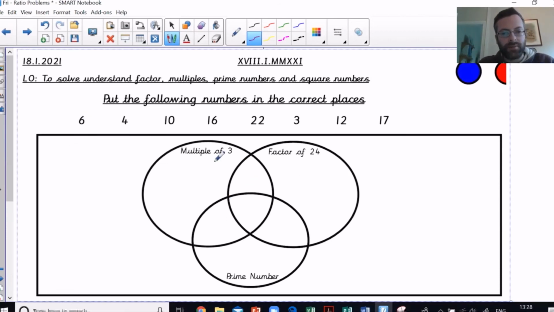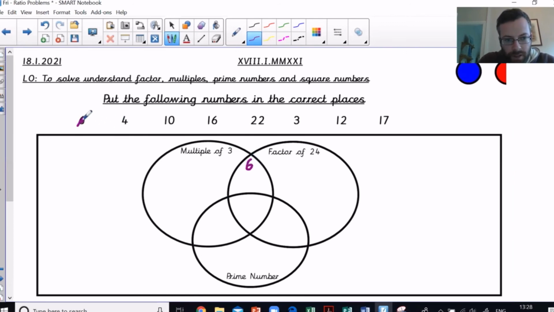So 6, is it a multiple of 3? Yes, 3, 6. Is it a factor of 24? Can I do 24 divided by 6? Yes. Is it a prime number? So is 6, can I only divide 6 by 6 and 1? And the answer is no, because I can divide it by 3. So it's going to go in this one here.